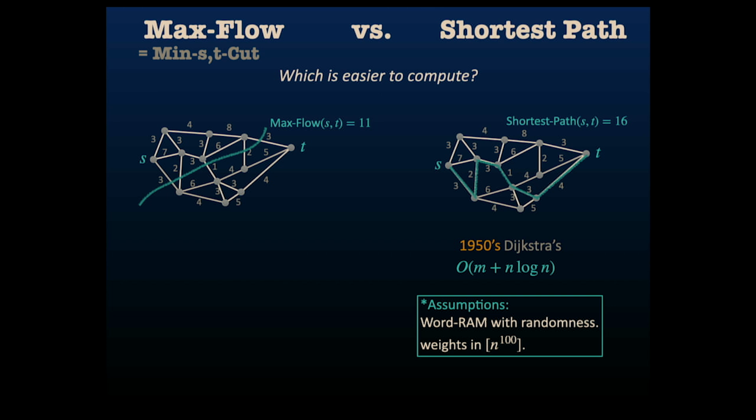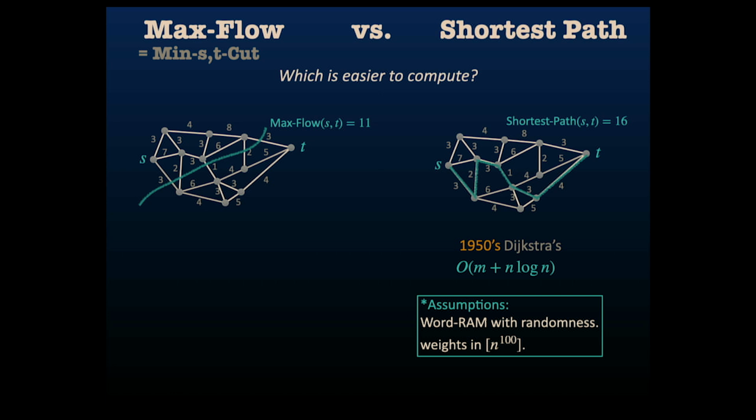Now, which is easier for algorithms? For shortest path, since classical times, we have Dijkstra's algorithm, which runs in m plus n log n time, where we have n nodes in the graph and m edges. That's super fast, and Dijkstra's algorithm is very, very simple. You write it and analyze it in half a page, and that's great. Kind of as easy as it gets.